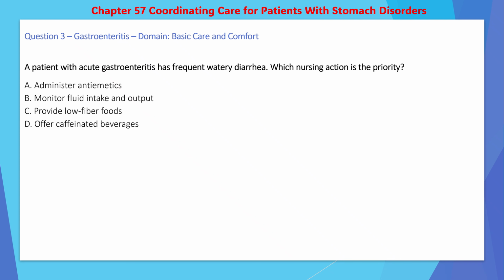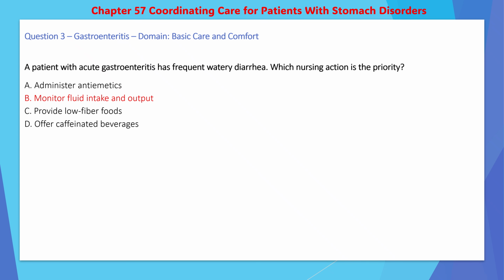Question 3, gastroenteritis, domain: basic care and comfort. A patient with acute gastroenteritis has frequent watery diarrhea. Which nursing action is the priority? Administer antiemetics, monitor fluid intake and output, provide low-fiber foods, or offer caffeinated beverages.